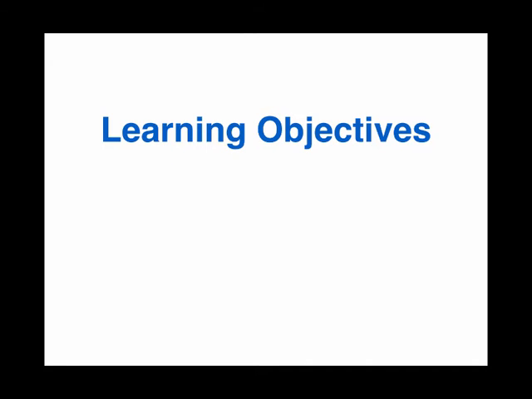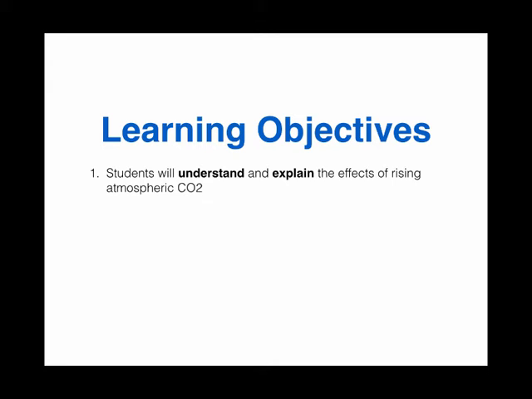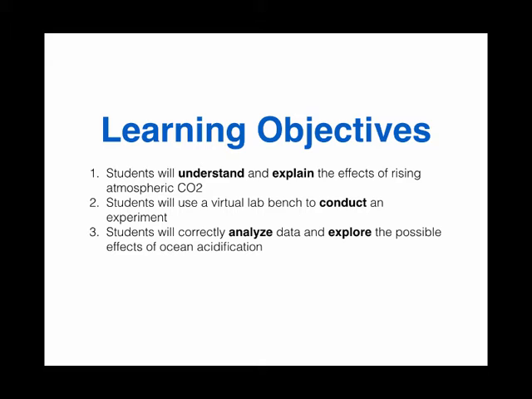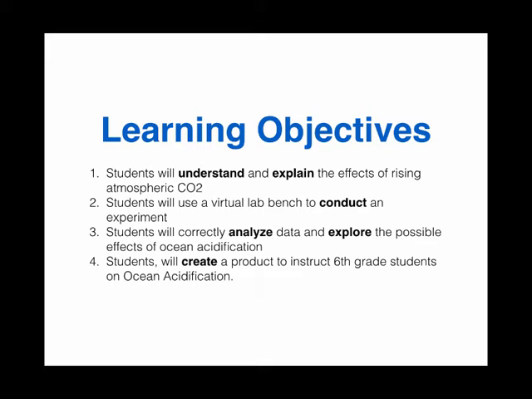The learning objectives in the course: students will understand and explain the effects of rising atmospheric carbon dioxide. Students will use a virtual lab bench to conduct an experiment. Students will analyze data and explore the possible effects of ocean acidification. Students will create a product to instruct 6th grade students on ocean acidification. They will evaluate this product and that of two peer groups.